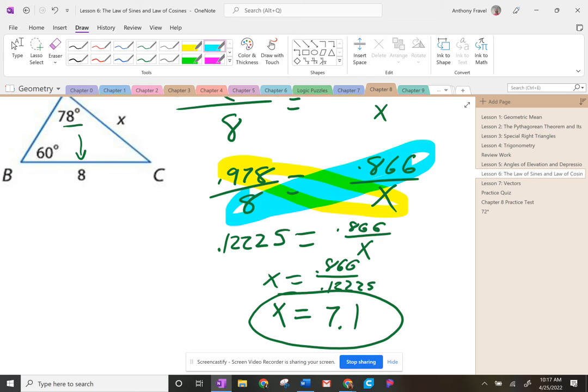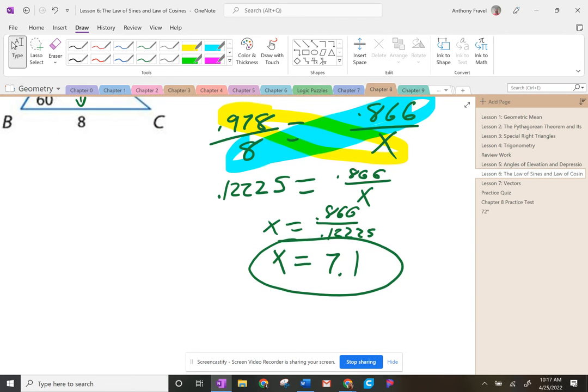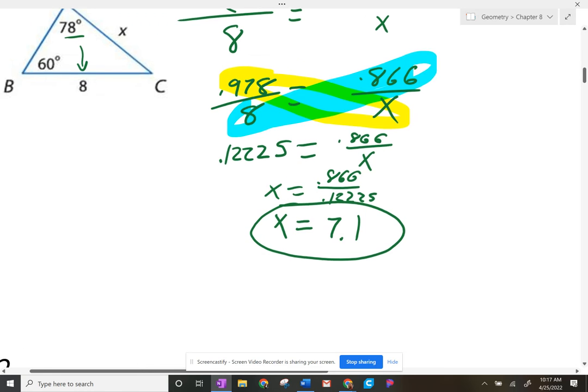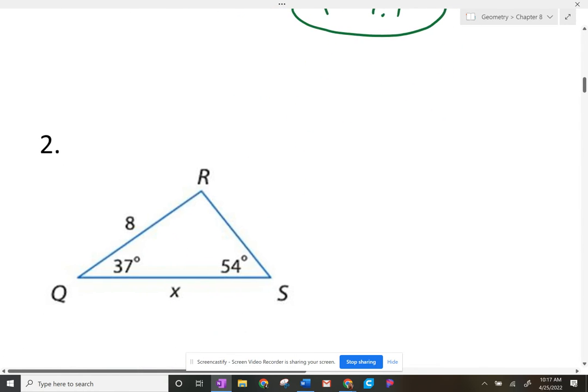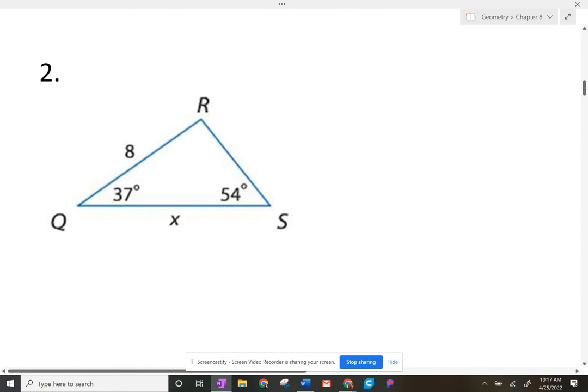Okay? I'll do another one with your help leading me along the way. Here's my new triangle. I'll let you guys write it down, and then we'll talk some stuff before we start working it.